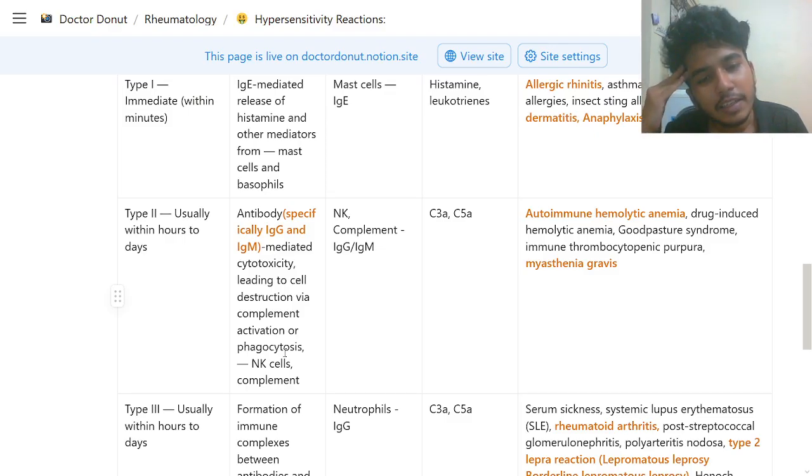The cells that we see are NK cells, which are the natural killer cells.